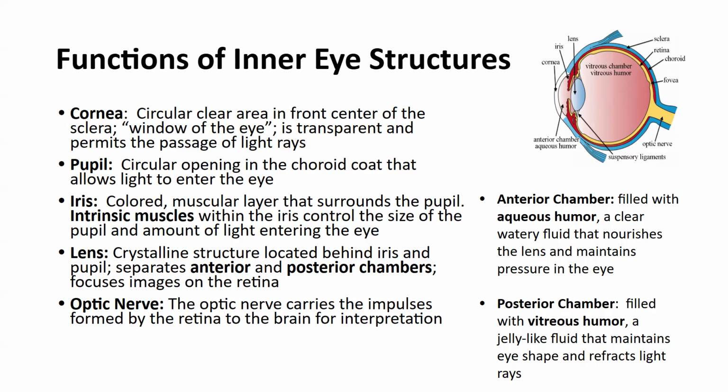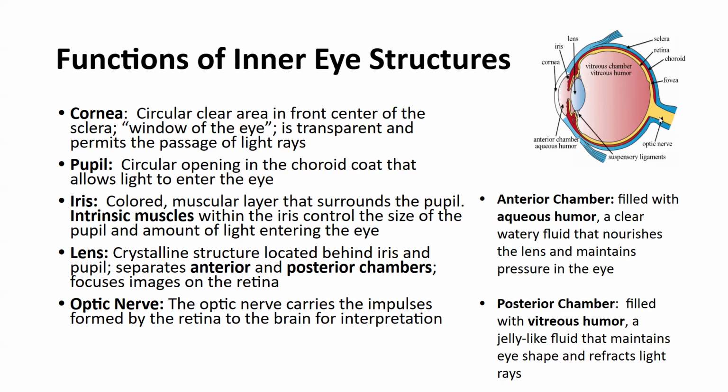aqueous humor, a clear watery fluid that nourishes the lens so it doesn't dry out. And then this anterior is going to be on this front side here. The posterior is going to have a vitreous humor that is a jelly-like fluid that kind of just maintains that eye shape and refracts the light rays as well.